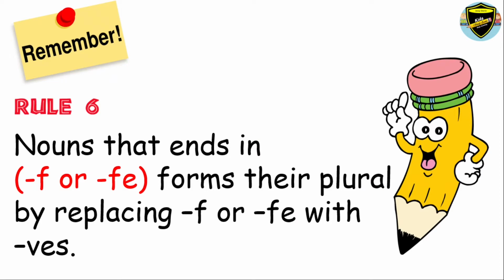Now, let's move on to rule number 6. Nouns that end in f or fe form their plural by replacing f or fe with ves. That means if the noun ends with f or fe, we will remove or replace f or fe and in that place we will write ves. Okay, we will replace f or fe and in place of that we will write ves. Now let's see some examples to understand this better.